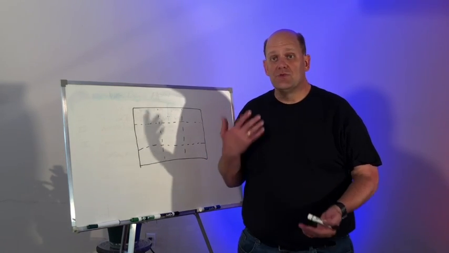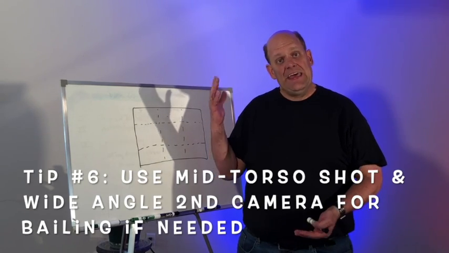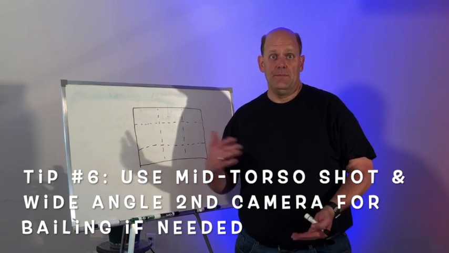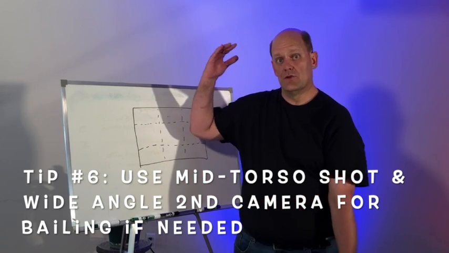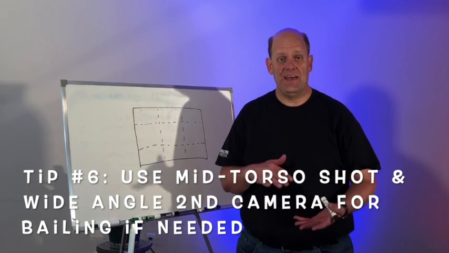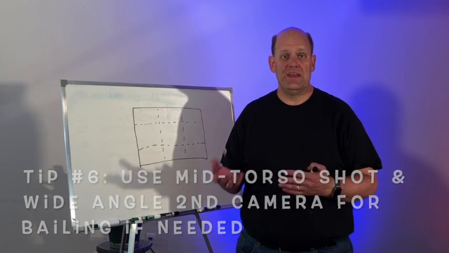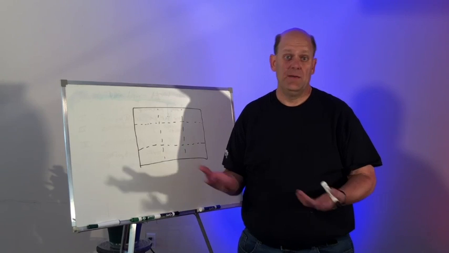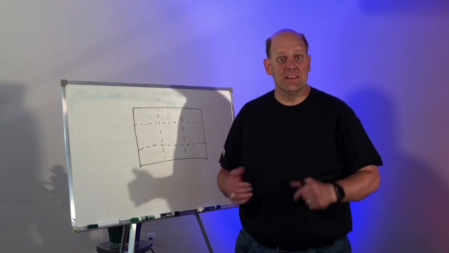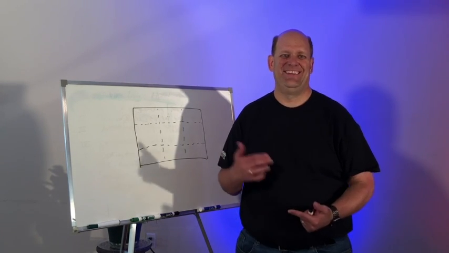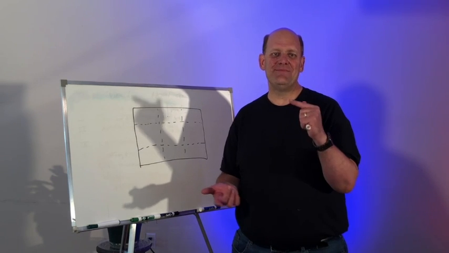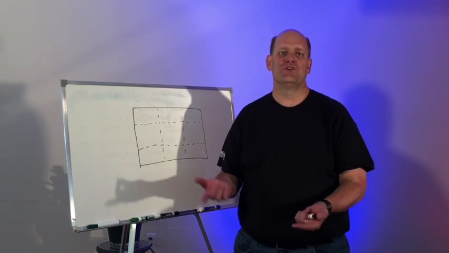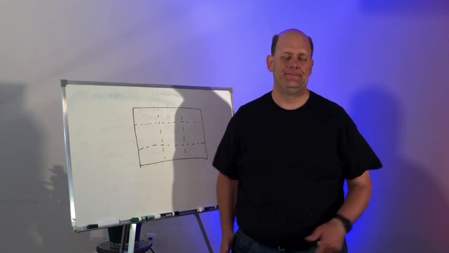A lot of times we'll just do a mid-torso shot and have a second camera, a bail camera, to get a little bit more in case we need to make an edit, or in case we need to give the person doing the tight shot a rest, because it takes a lot to run a camera. So keep those tips in mind when you're trying to frame up your shot.